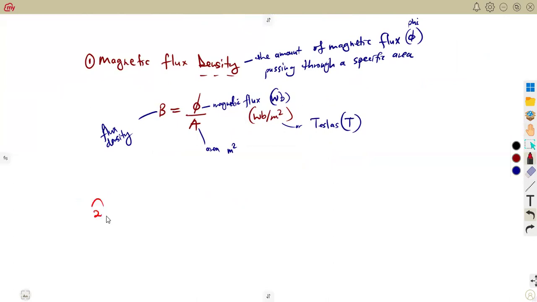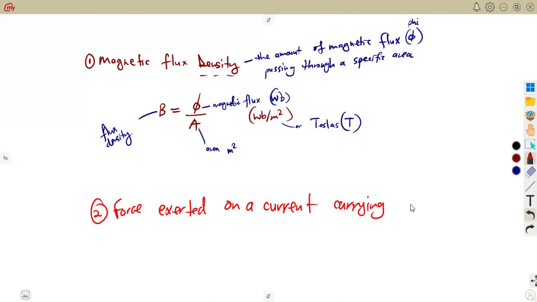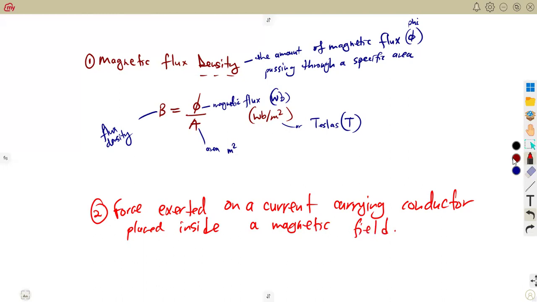I also need you to consider the force exerted on a current carrying conductor. How do you calculate the force? That is the force exerted on a current carrying conductor, on the condition that it is placed inside a magnetic field. When it is placed inside the magnetic field, what will be the force that is exerted?